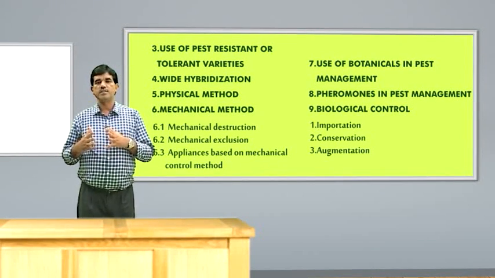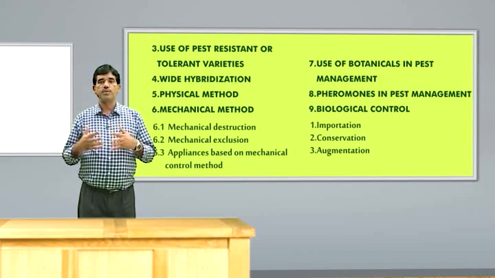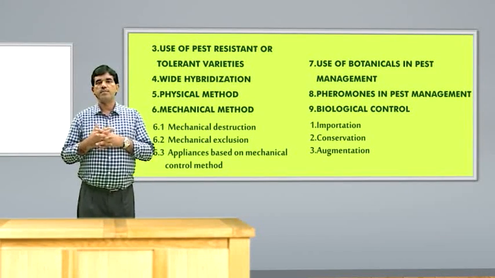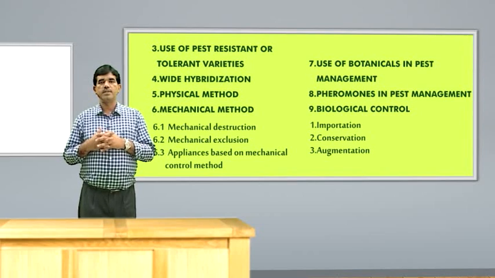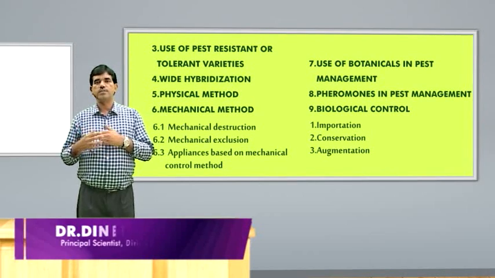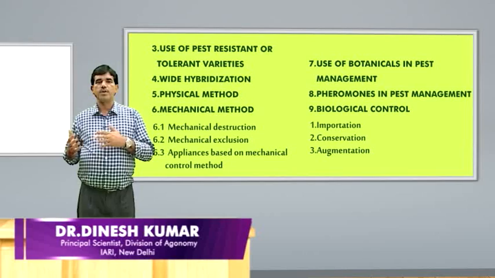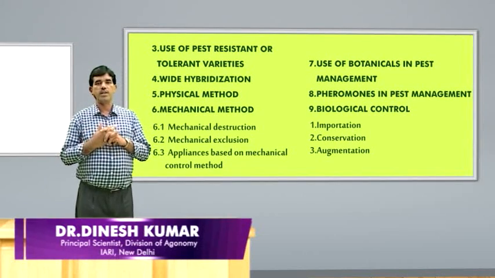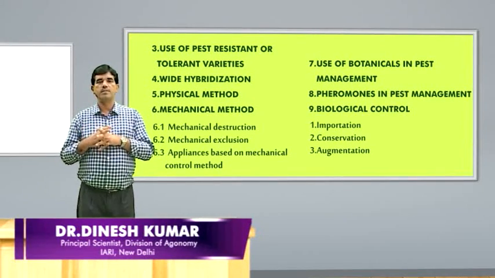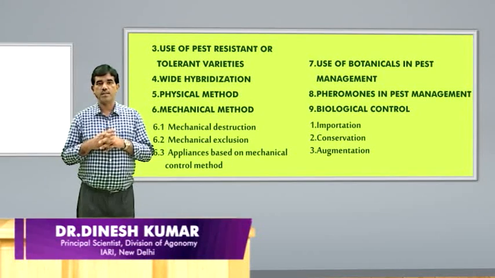Use of pest resistant or tolerant varieties is a very important component of IPM. Several resistant varieties of crops have been developed against major pests through intensive breeding programs in the country, and the varieties are available. But the development of varieties with multiple resistance is essential.